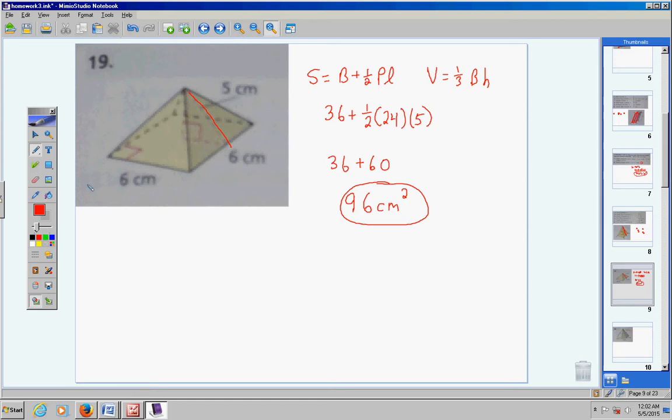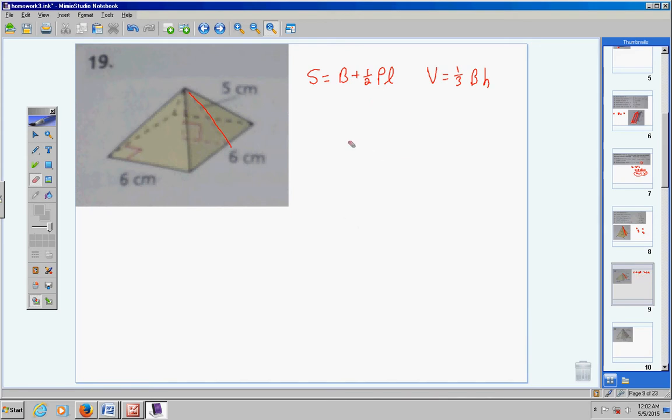Now, let's find the volume of this pyramid. So it's 1/3 times the area of the base, of course, which is 36. We already found that. Then times the height. Now we're missing the height. The height is this line right here. But it looks to me like we have a right triangle. Okay? So here's your right triangle coming down, over, and up.